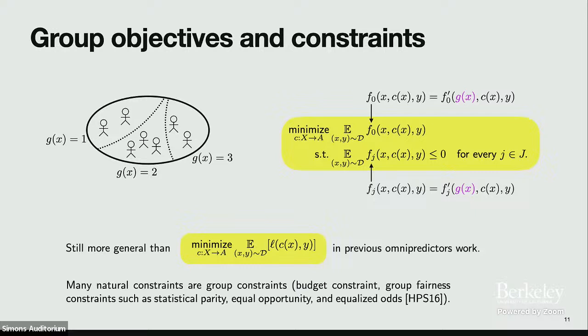And also, many natural constraints are group constraints. They do naturally have this group structure. For example, budget constraints are group constraints even if all the individuals belong to the same group. It's an overall budget constraint. But there are many interesting and famous group fairness constraints, such as statistical parity, equal opportunity, equalized odds. These are all group constraints. Cool. So this means that we are very happy with making this assumption. They still allow us to consider most of the interesting problems.